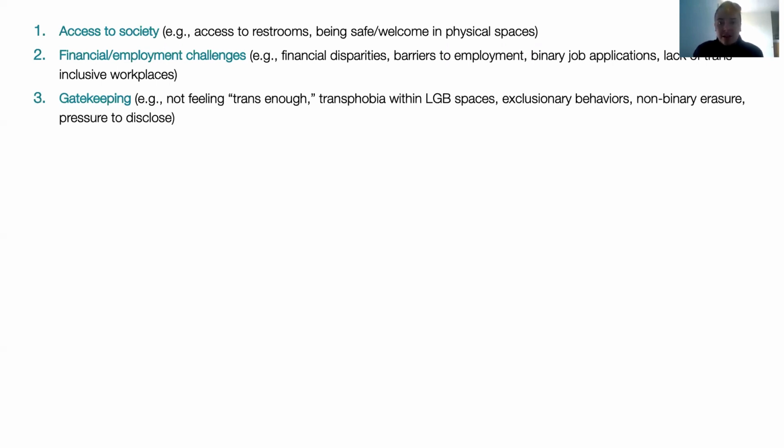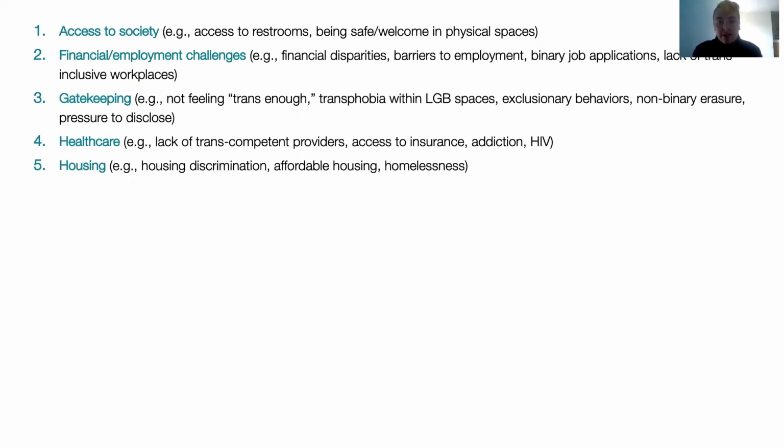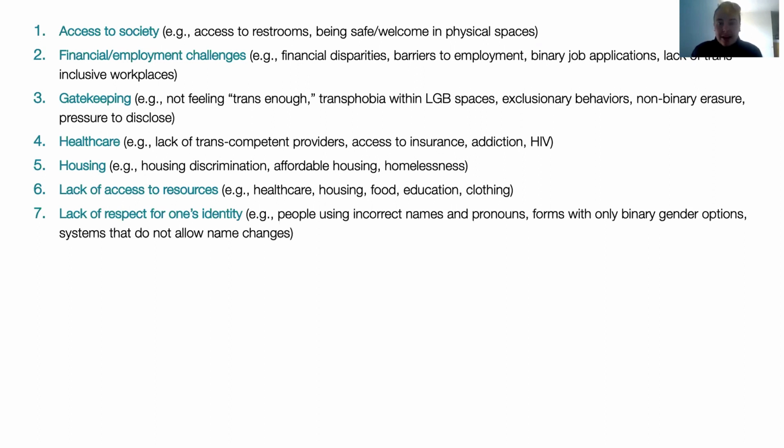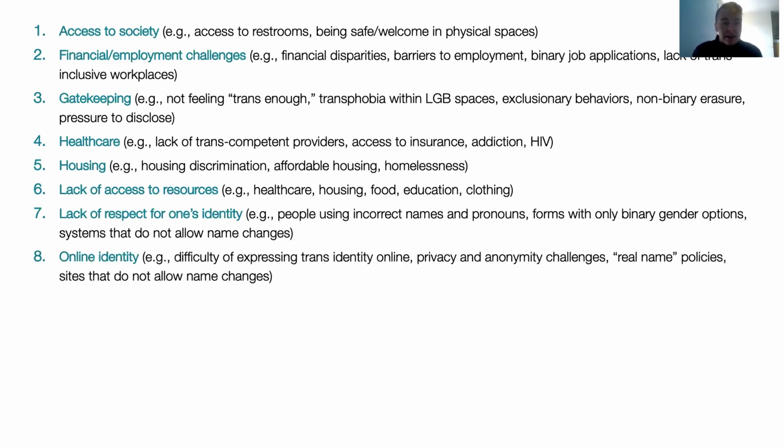gatekeeping, such as not feeling trans enough or transphobia within LGBT spaces, healthcare, such as lack of trans competent providers. Next one was housing, which included housing discrimination and affordable housing, lack of access to resources, which are also listed before, like healthcare, housing, foods, lack of respect for one's identity, which includes people using incorrect names or pronouns. Online identity was our next one, including difficulty of expressing trans identity online and privacy and anonymity. Police was our next category, including harassment by police and police violence.